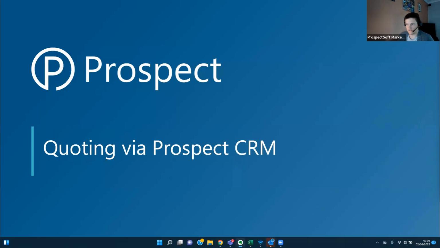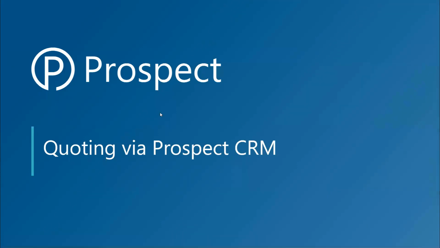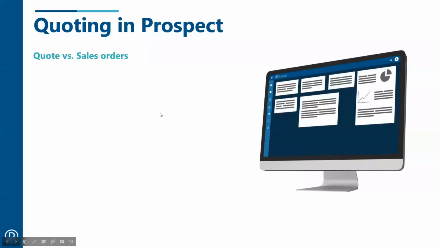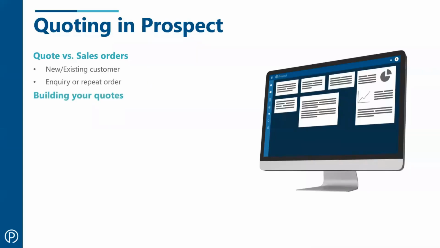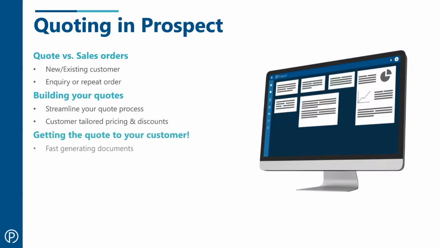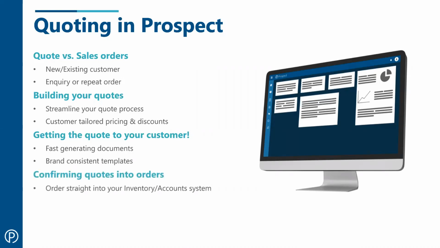So I've got a couple of slides to get us started. I'm going to get rid of my face just so I'm not taking up a corner of the screen. And then we'll go through a demo in a short while. Okay, so a couple of items to start with. We're going to go through the difference between a sales order and a quote. We're going to have a look at building a quote. We're going to focus on sending quotes to your customers through our document templates. And lastly, look at confirming orders to your ERP systems ready for shipping and invoicing.